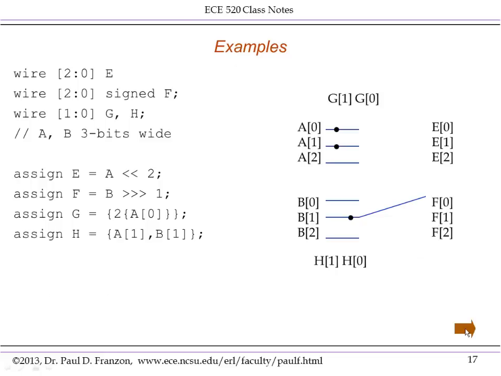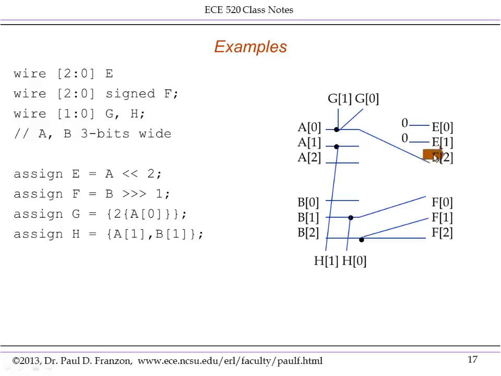Let's look at another example. Now we're going to see some shifts. A shifted left 2 bits, B shifted left 1 bit, A0 replicated twice, A1 and B1 concatenated together. All this is doing is rearranging bits. The shifts by fixed numbers, the concatenation and replication just rearrange bundles of wires and give them different orderings and different names.